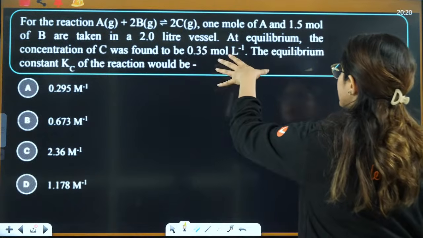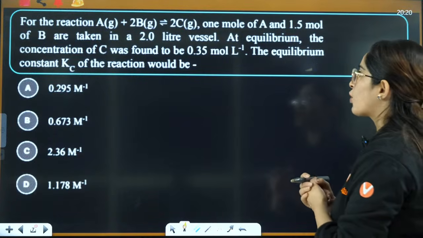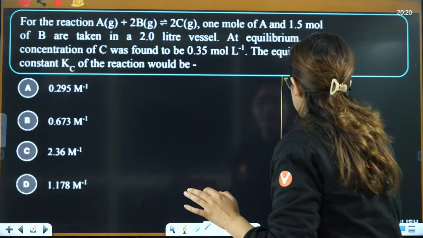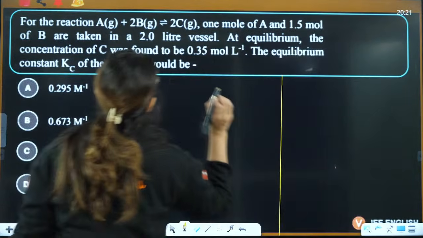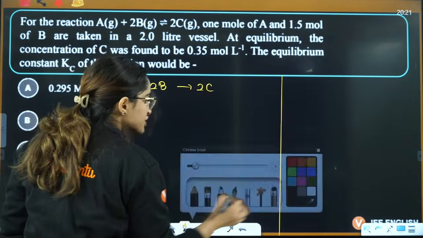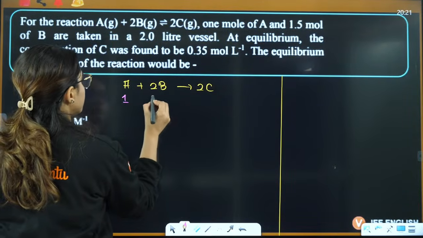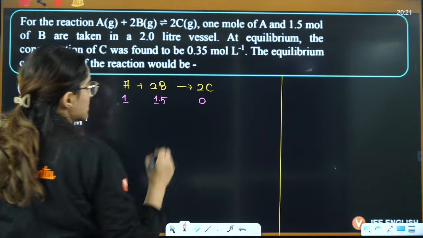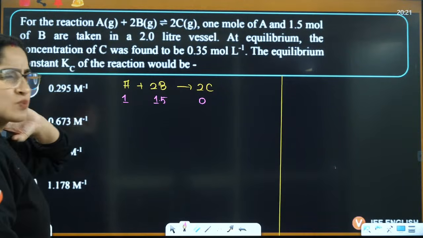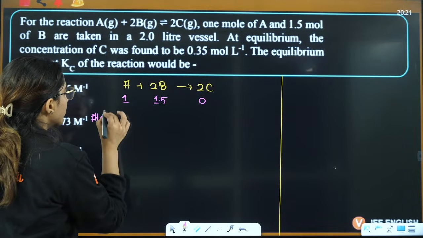For a reaction, 1 mole of A and this much of B are taken in a 2-liter vessel. At equilibrium, the concentration was found out to be this, and we need the equilibrium Kc. Again, the same category of question. Firstly, we'll write the reaction: A plus 2B give rise to 2C. Initial concentration, let's see what is given. 1 mole of A and 1.5 of B. This is 1, this is 1.5, and this will be 0. Then they are saying they are taken in a 2-liter vessel. No issues, we will divide by 2 if these are the number of moles. At equilibrium, what will be the answer?